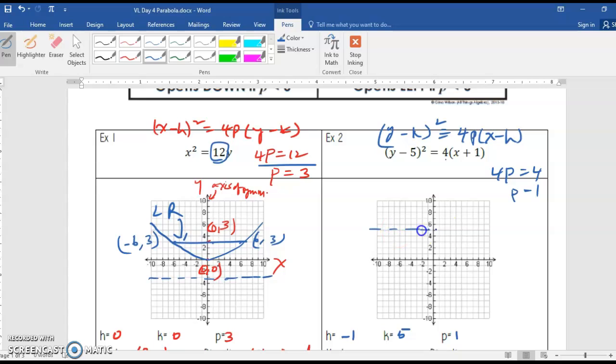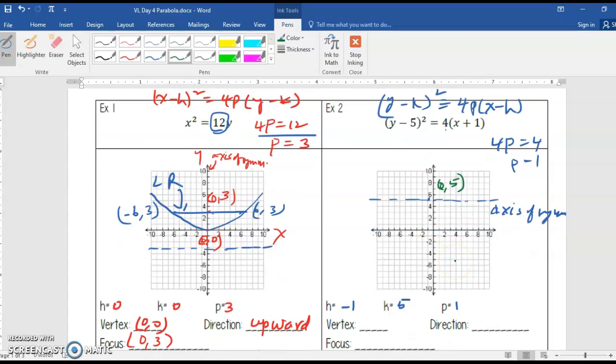So we need to draw the axis line, the axis of symmetry, which is horizontal this time. So it's going to be a sideways parabola. 4p is positive, so definitely it's going to open right side. So 1 unit to the right of the vertex will be the focus. So the focus is on the axis line, which is 0, 5. Okay, so the focus is at 0, 5. Vertex is -1 and 5, and it's opening to the right, right?